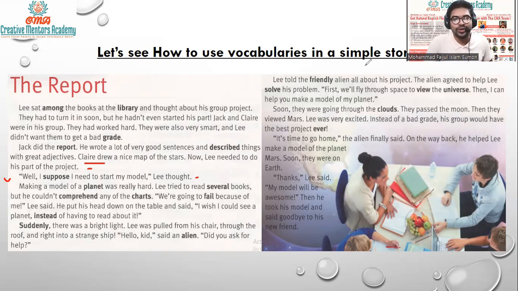So, who was the friend of Lee? Mr. Alien. So, alien from where? From another world. And from another world from where? Another world from the space or universe. And that's all about the story.